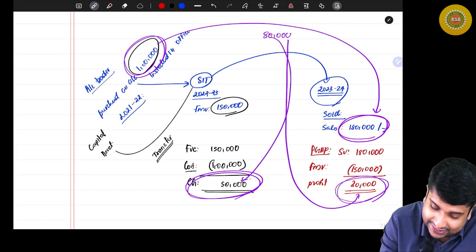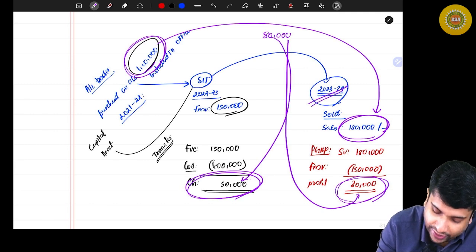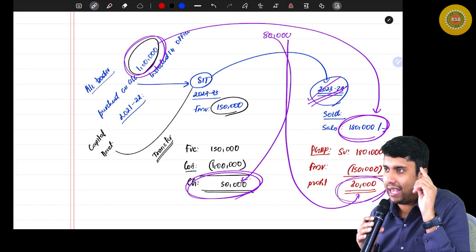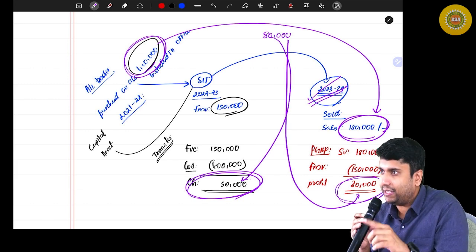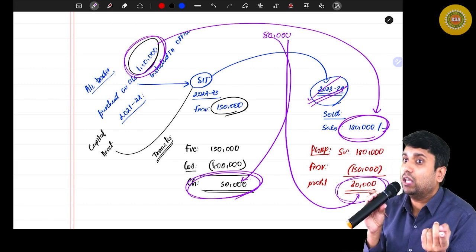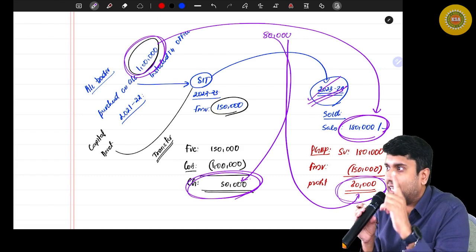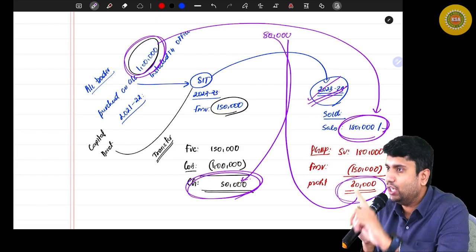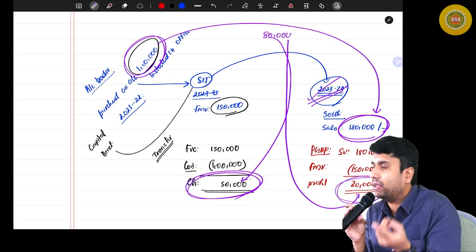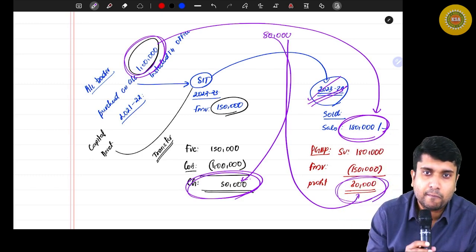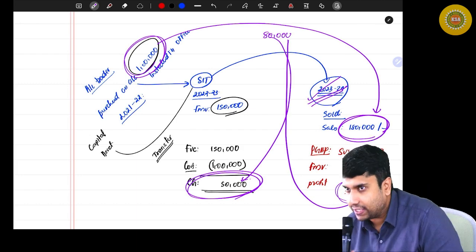to be taxed in the year 2023-24. You have to tax both the capital gain and PGBP in which year? 2023-24. That means in the year in which you sell that particular stock in trade, you have to compute both the capital gain as well as PGBP. Is that point clear?